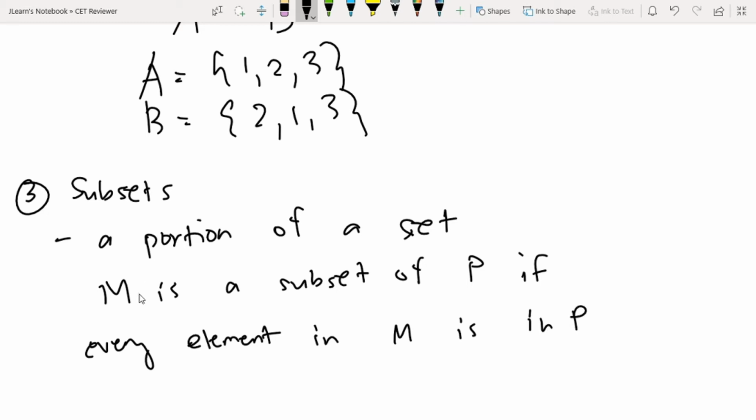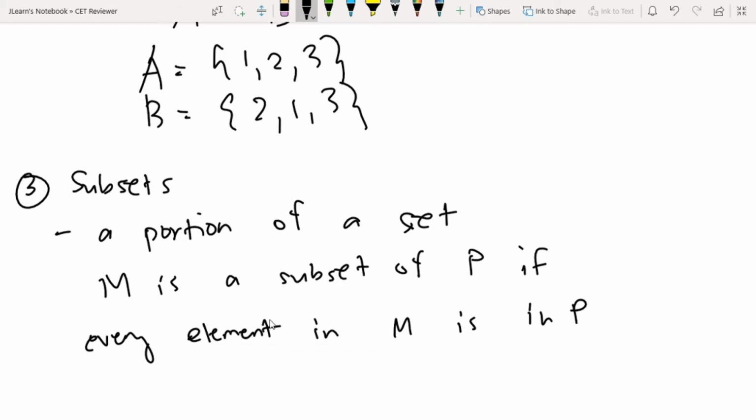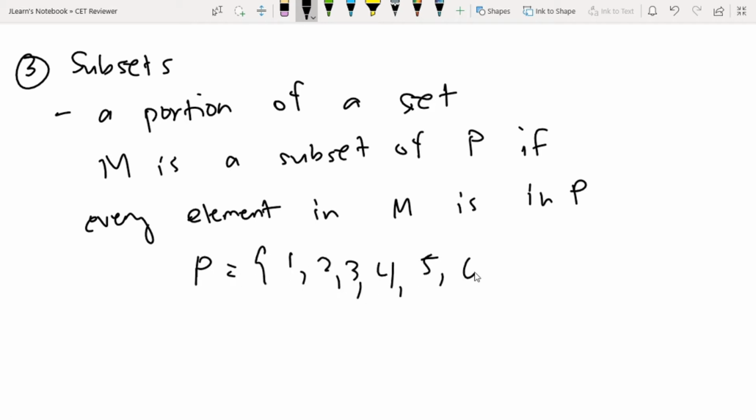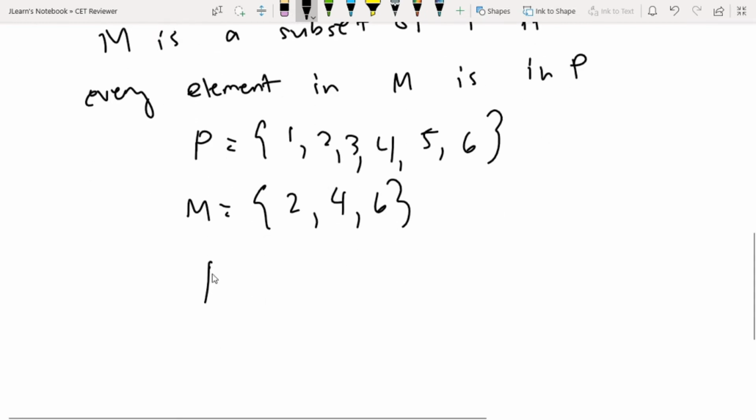So, what is the difference from equal? The difference is that for a subset, only one set needs to contain every element of the other set. A good example: P is equal to 1, 2, 3, 4, 5, 6, and M contains only the even numbers, 2, 4, and 6. We say that M is a subset of P. The notation for subsets is like a C with an underline. Okay?